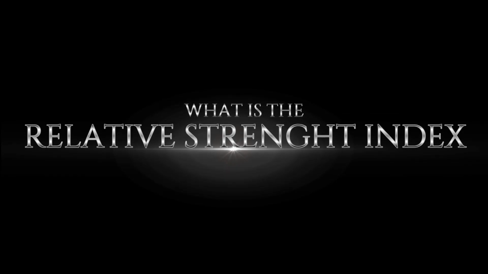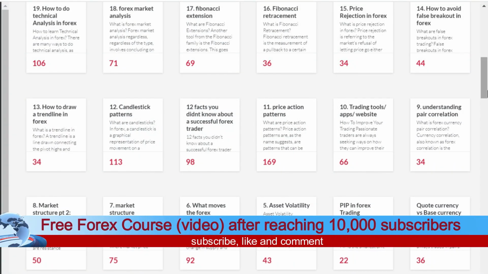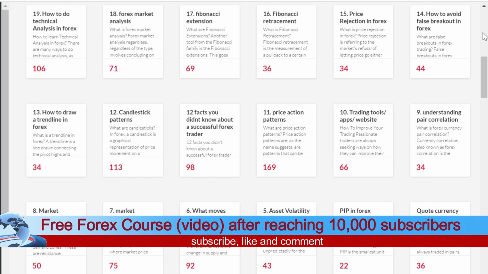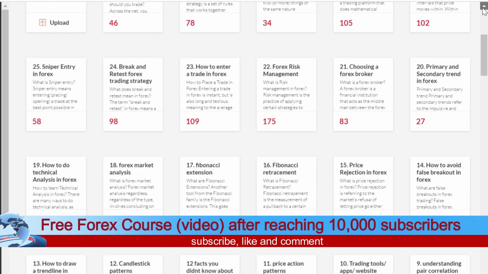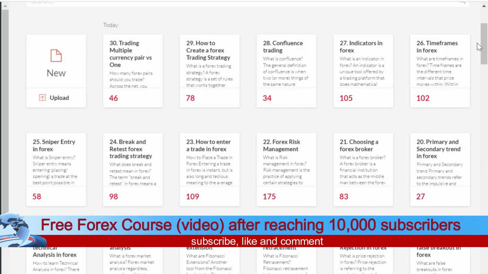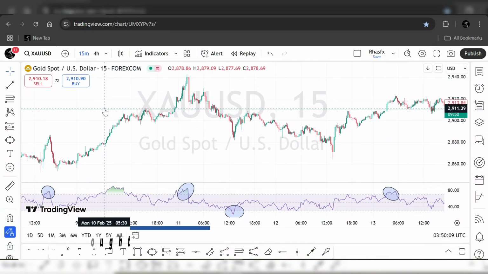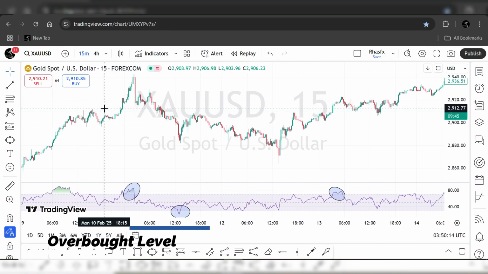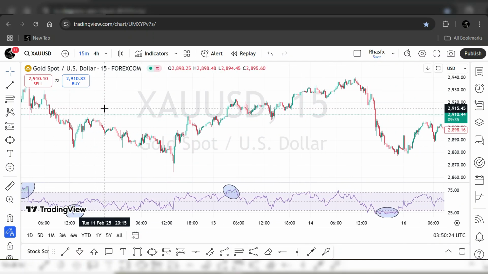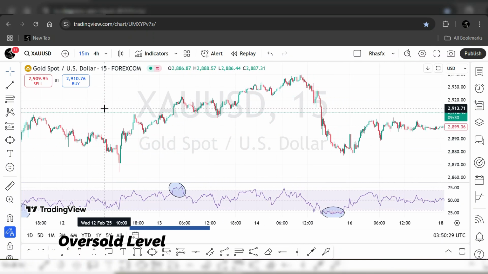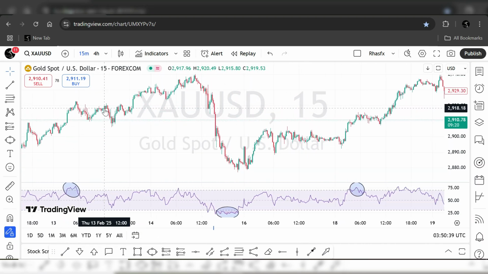The Relative Strength Index is a momentum oscillator developed by J. Wells Wilder in 1978. It measures the speed and change of price movements and is primarily used to identify overbought or oversold conditions in a market. The RSI is represented as a line graph that moves between two extremes, 0 and 100. Overbought level. When the RSI rises above 70, it suggests that the asset may be overbought, signaling a potential reversal or pullback. Oversold level. When the RSI drops below 30, it indicates that the asset may be oversold, suggesting a possible upward correction.